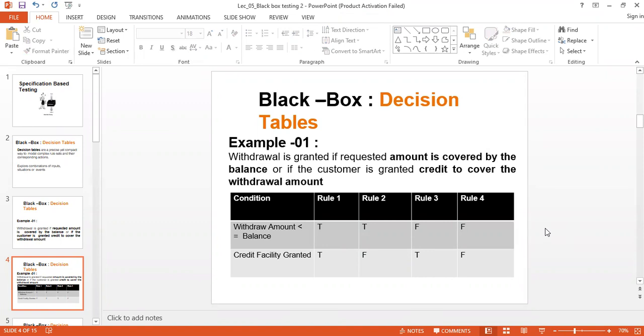In the decision table, understanding the conditions is the most critical point. The rest of the things are easy, right?